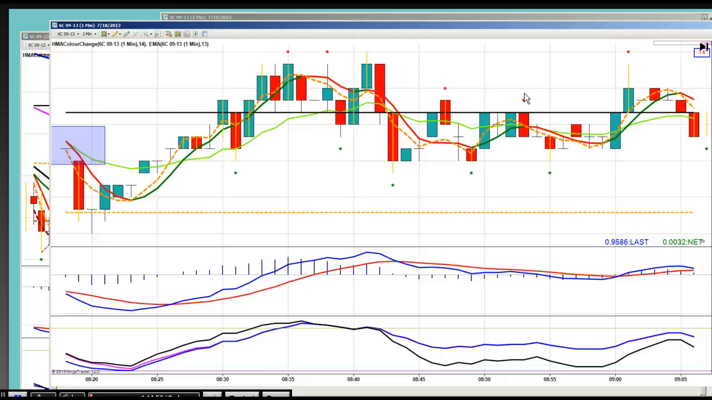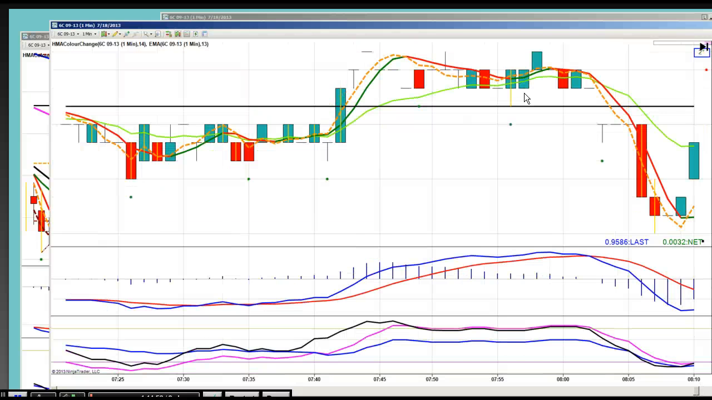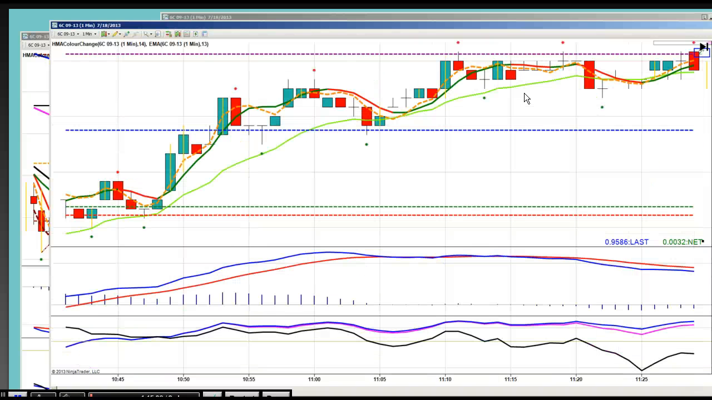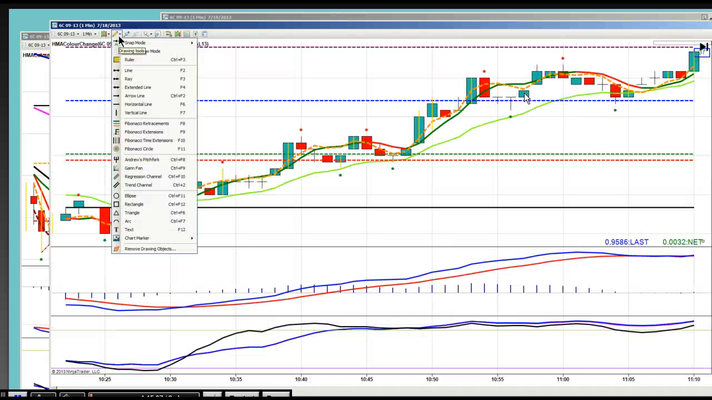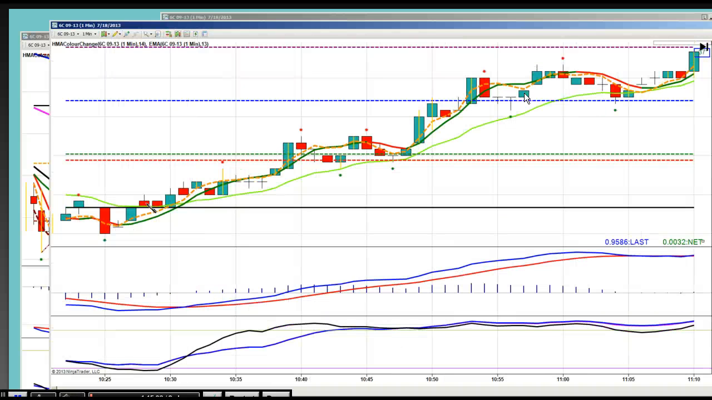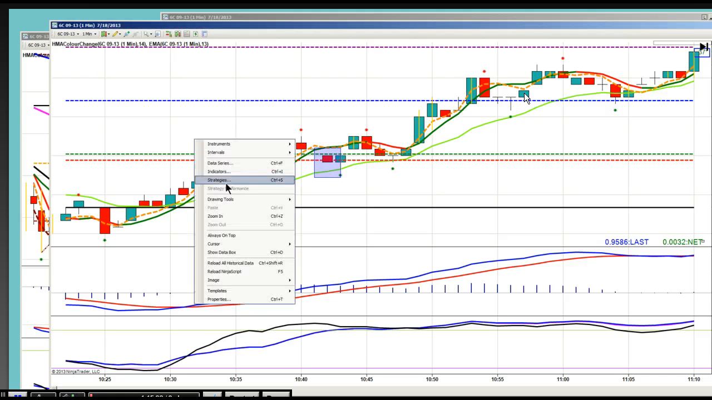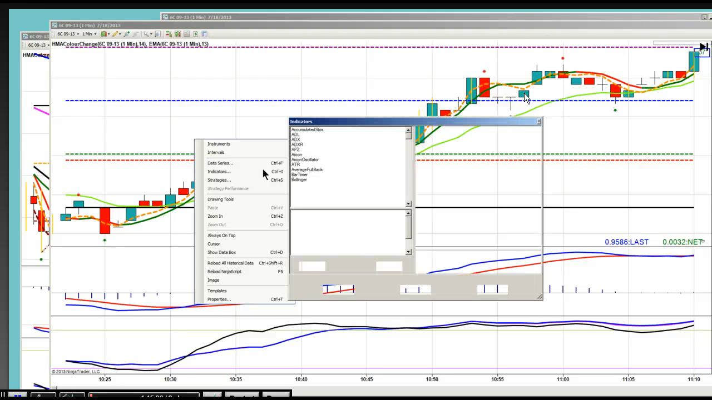See if I can give you some. Okay, here's a good example for you. Here you can see we started to do a gap trade. We were going up, now the candles are going red. So we actually cleared the sell side of the HMA.